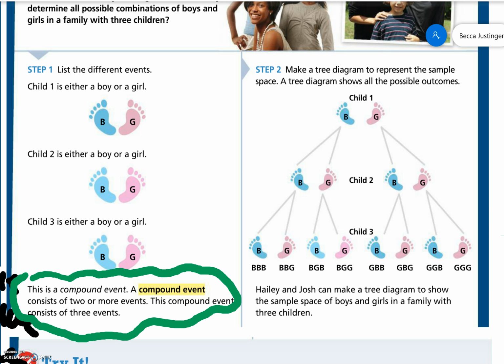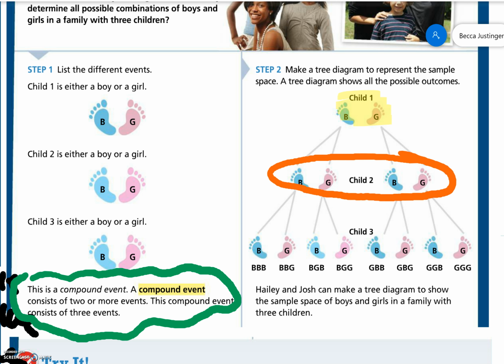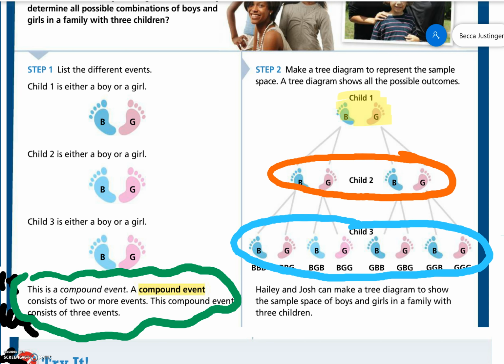So the first event happens, and it could be either a boy or a girl. So this is the first event. If there's a boy, it doesn't matter that the first child is a boy. The second child could either be a boy or a girl. So then it branches down, and then same thing, the third child could be a boy or a girl. So these were all the possible combinations. There's 1, 2, 3, 4, 5, 6, 7, 8 possible combinations.